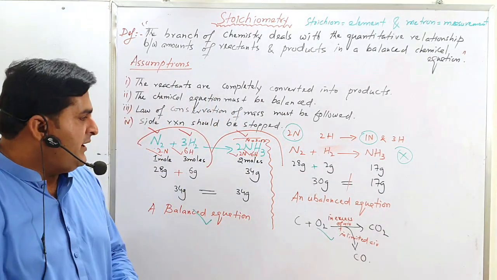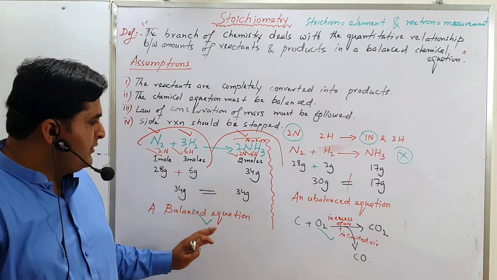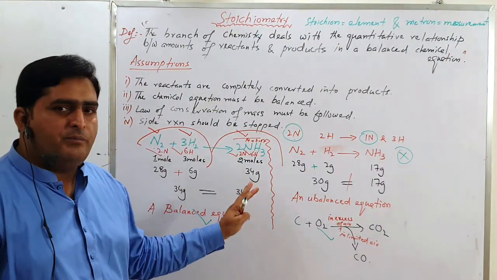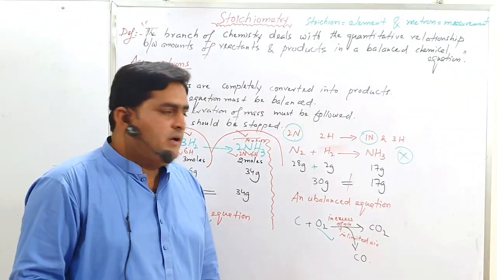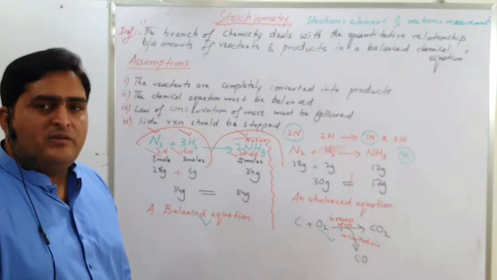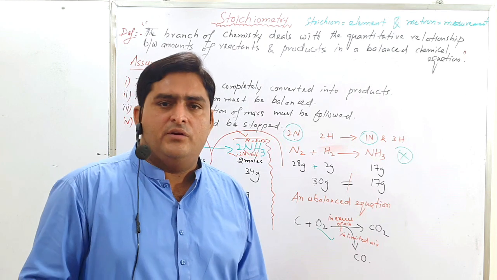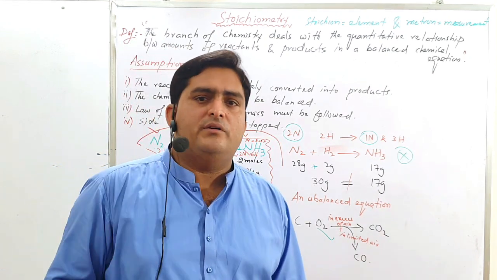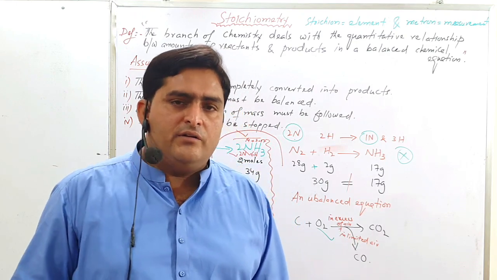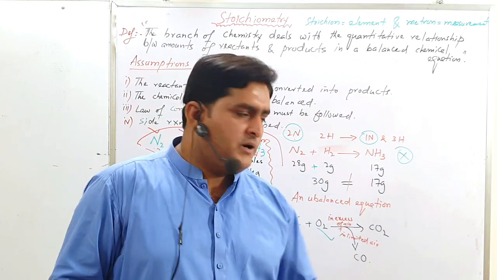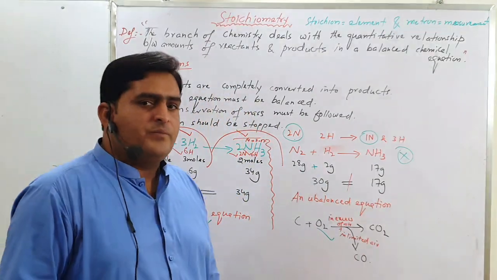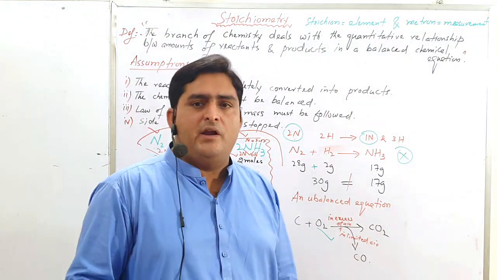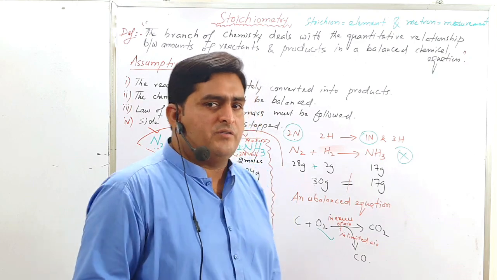Hopefully you are now familiar with what a balanced equation and an unbalanced equation are, what a reactant and a product are, and what a chemical equation is. A balanced equation is an equation which has an equal number of identical elements in both reactants and products, and the total mass of reactants is equal to the total mass of products. An unbalanced equation does not have an equal number of identical atoms in both reactants and products.